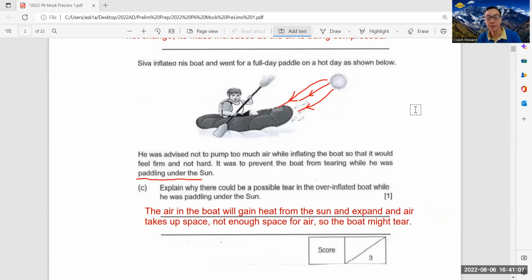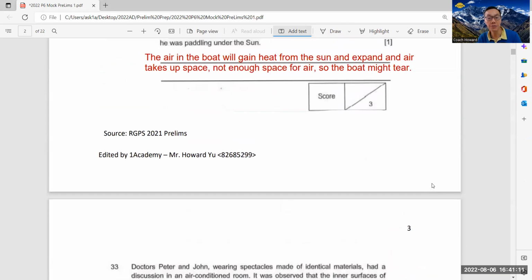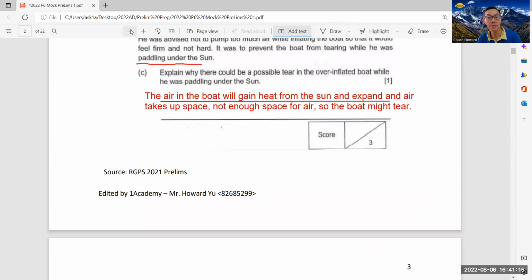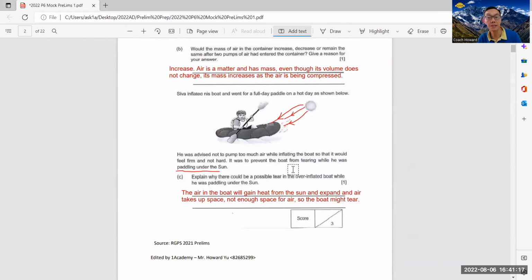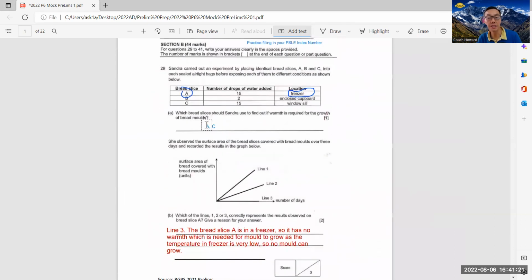Okay, let's continue. Maybe I'll screenshot and send to you all first for these few. Let me minimize it. Okay, I'll repeat this one. The first question is here, A and C. Let me increase the size. So it's bread slice A and C.